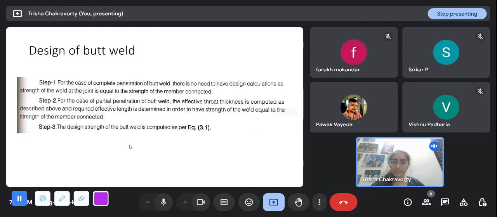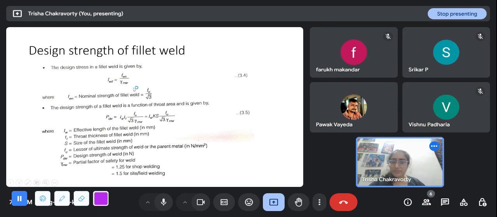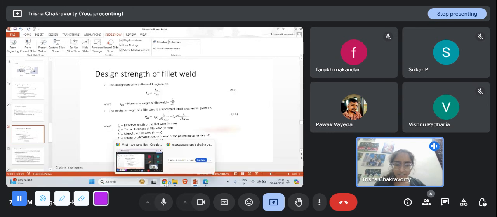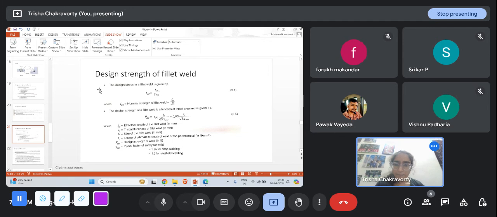Now the design strength of fillet weld. The design strength of fillet weld is given by the nominal strength of fillet weld, FWN, equal to FU by root 3. The design strength of a fillet weld is a function of throat area and is given by this formula. LW is the effective length of the fillet weld that will be given to you. TT is the throat thickness of the fillet weld. S is the size. FU is the lesser of ultimate strength of weld or the parent material. Again, it generally is the parent material that is the weaker one.